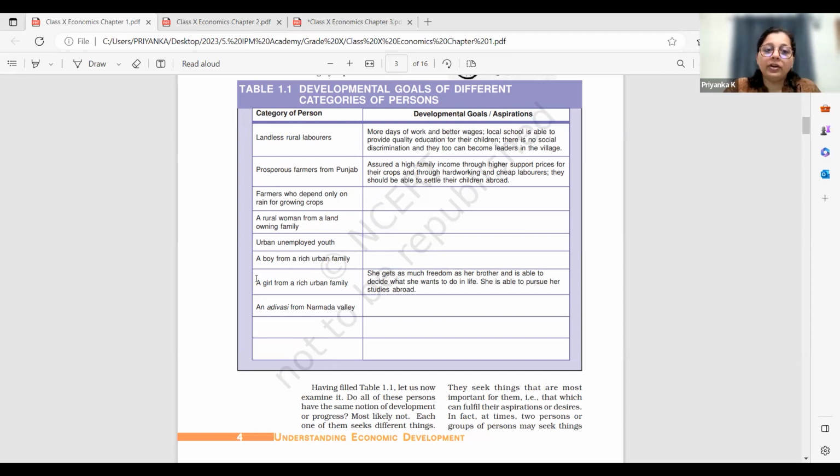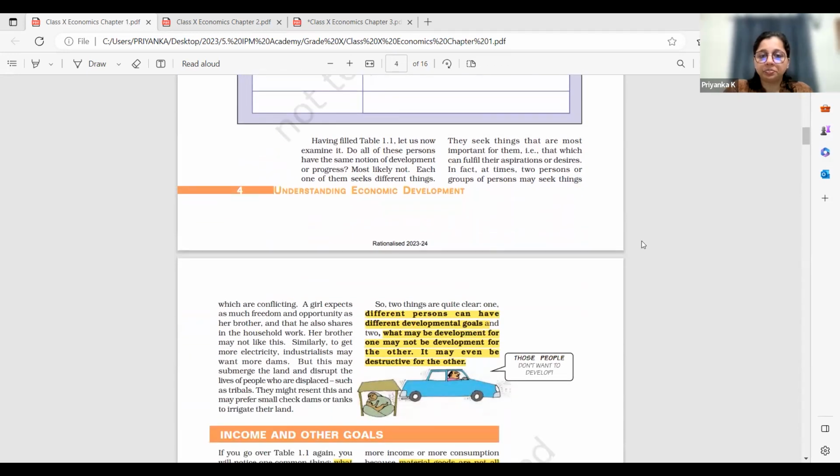But take the case of a girl from a rich urban family. She would think about achieving more freedom like her brother, because maybe she is not getting freedom like the male members in the family. And she thinks, if she wishes, she is able to decide for herself what she wants to do. Nobody is taking decisions for her in her life. She is able to stay independent. So that's all part of development goals. So development goals include the material things as well as non-material things. That's what the table example has given.